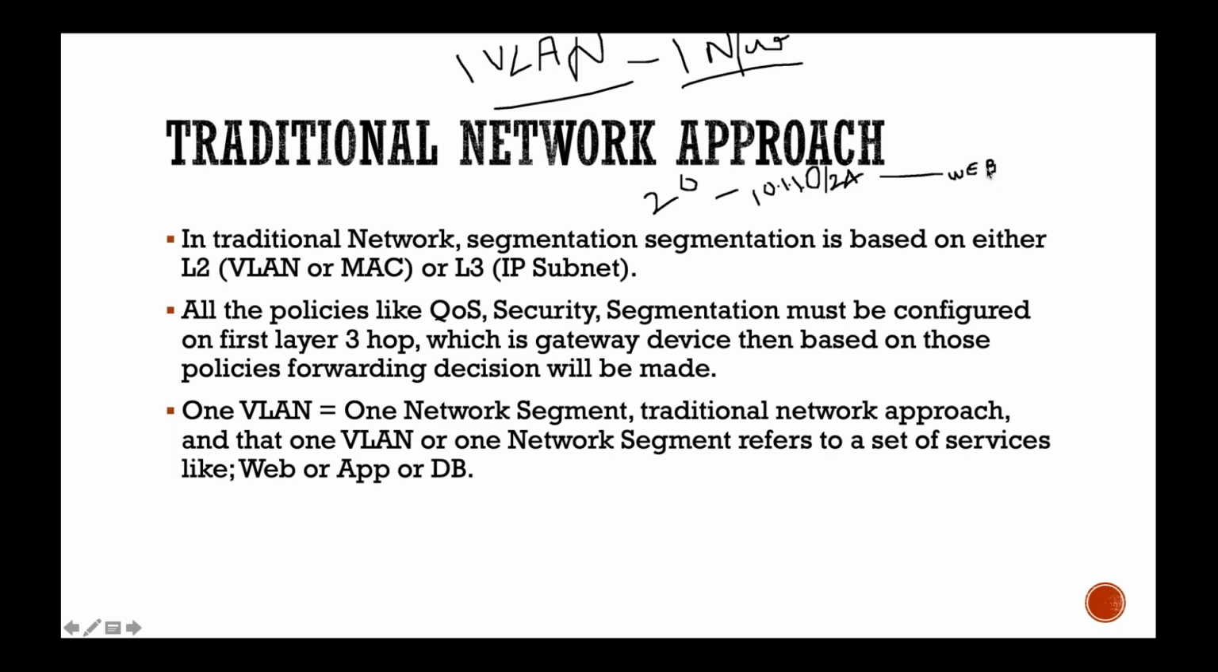All the policies like quality of service, security, segmentation must be configured on the first layer 3 hop, which is a gateway device. It can be a core switch or a router. So all the servers need to go to the router first, then they get their policy like QoS marking, some security ACLs and all these things, and based on that, it segregates. So this is how it works.